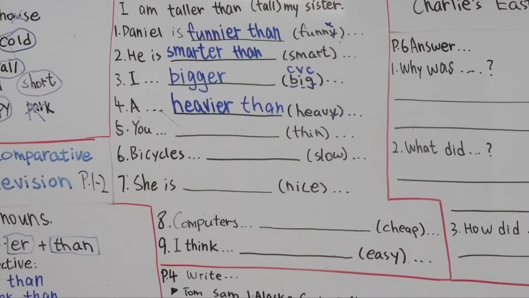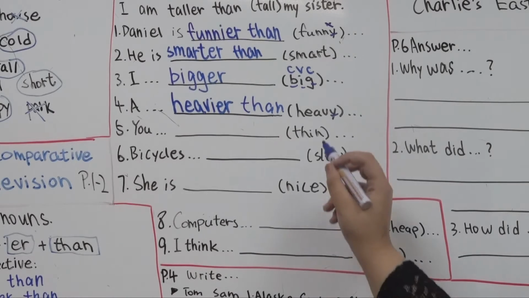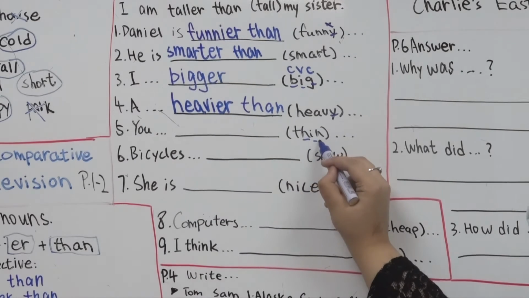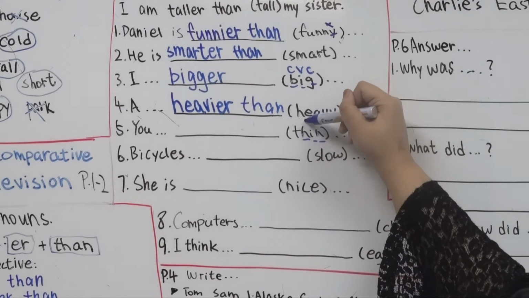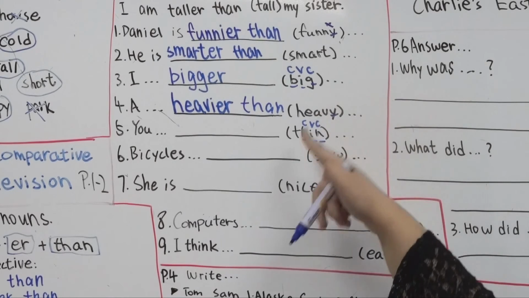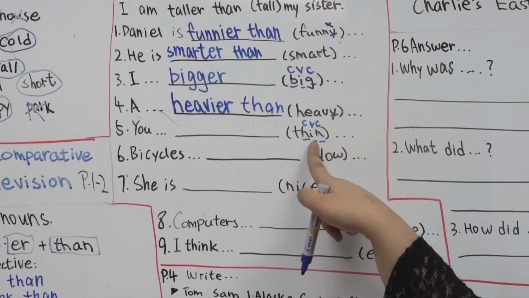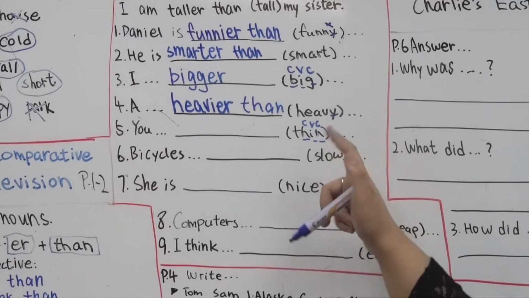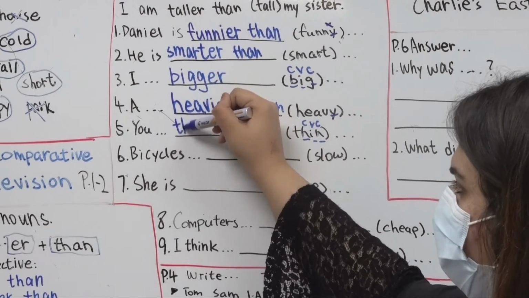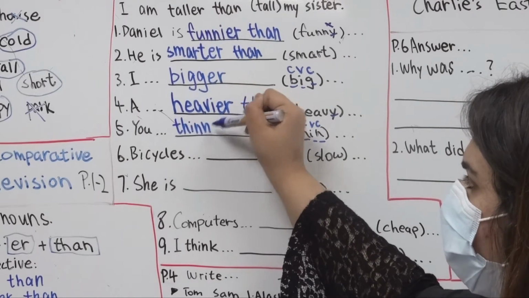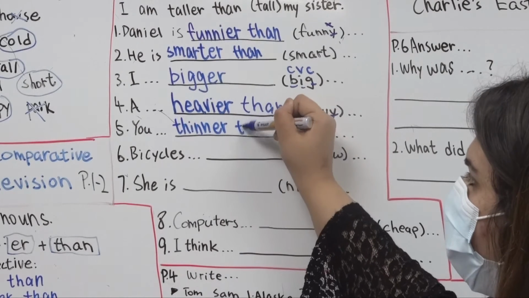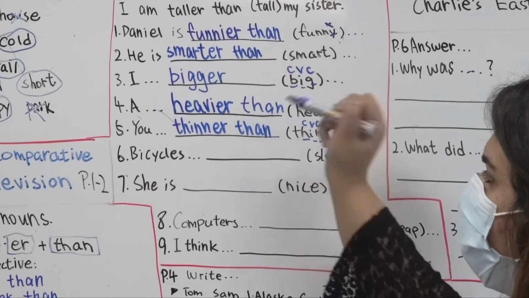Let's go. Five. Thin, last month. So according to the adjective here, thin, right? Is there anything special? Yes, it ends with consonant, vowel, consonant. I is a vowel, right? A-E-I-O-U. So we have to double the last consonant. Thin becomes thinner, and then we add than.